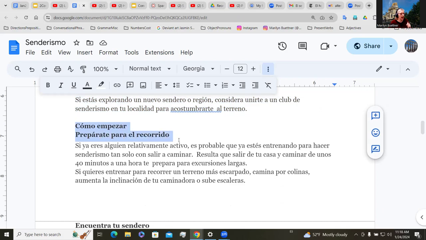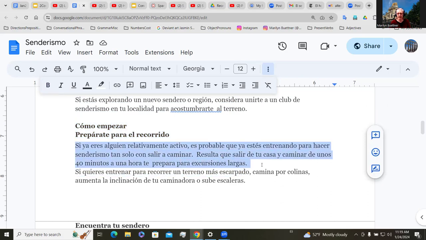¿Cómo empezar? How to get ready. Or how to begin, perdón. How to begin, how to start. Prepárate para el recorrido. Prepare yourself for the tour. Recorrido is a tour or, you know, a turn out doing something. Bien, sí.